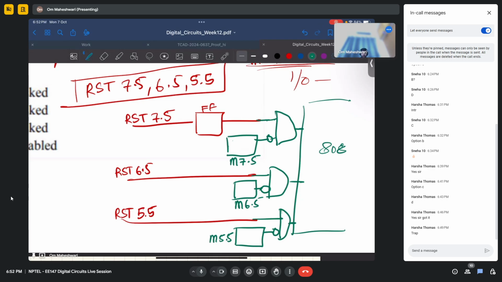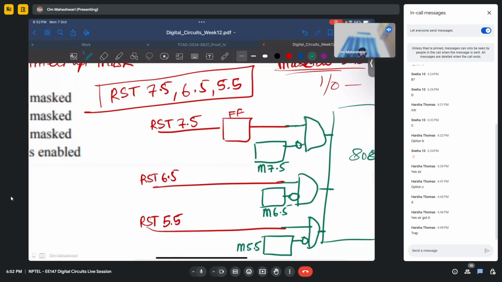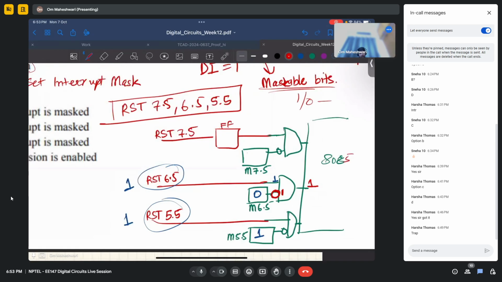Okay, so let's say you give some interrupt signal. Let's say you give one signal at this pin of RST 6.5. You give one also at RST 5.5. But let's say here it is 0, here it is 1. Where it is 0, you have a 1 here. Then you see there is a bubble here, right? So 0, 0, it will make 1 and your output will be 1. So now 8085 has received that RST 6.5 interrupt is there.